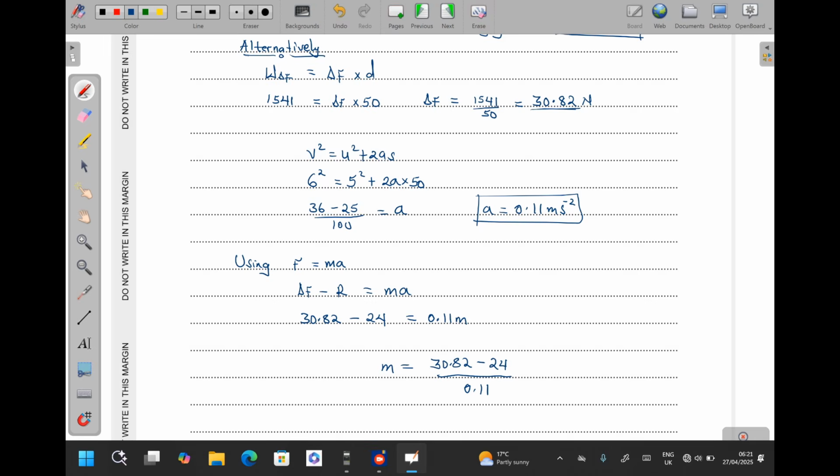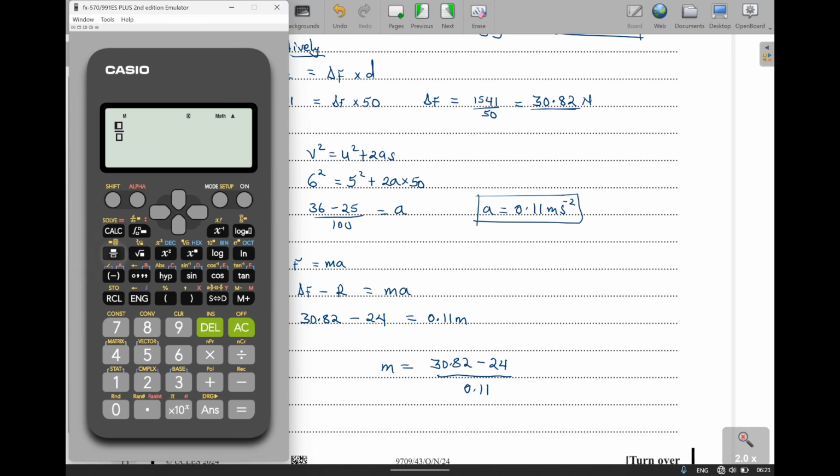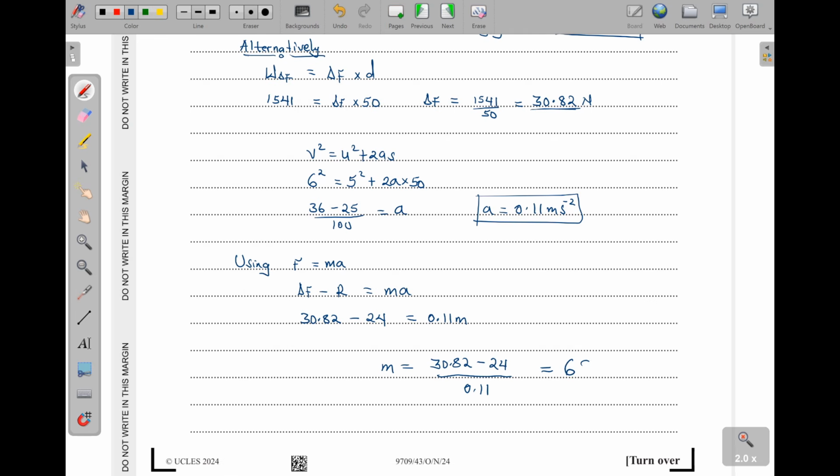Does it give us the same answer? Let's check. 30.82 minus 24, then divide by 0.11. So this one is also giving us 62. So either way, you get the answer.